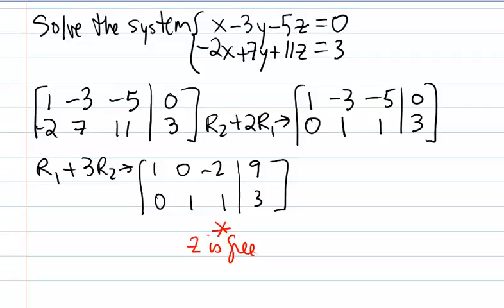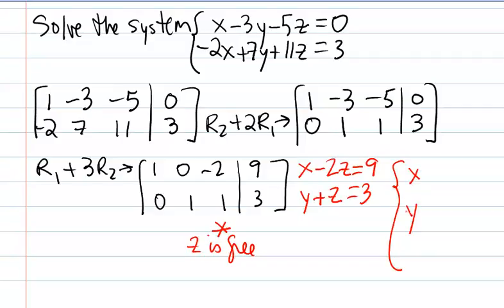So to get the general solution, I first write the equation from that top row of the matrix just like it is. It's 1x plus 0y minus 2z equals 9. Second row, I have 0x, 1y plus 1z equals 3. And from these two equations, I'm going to get an expression for x and for y.